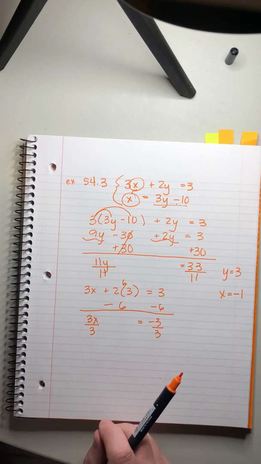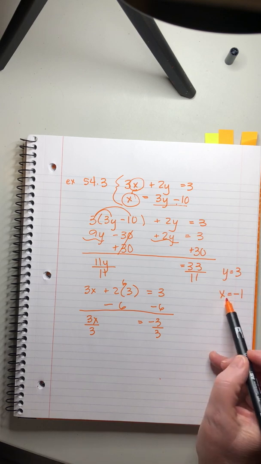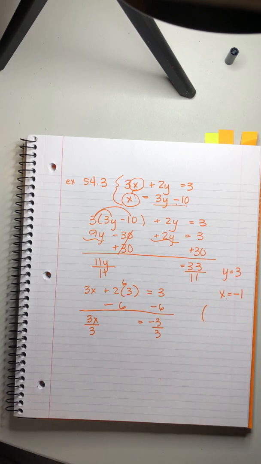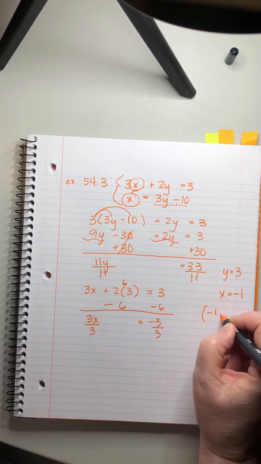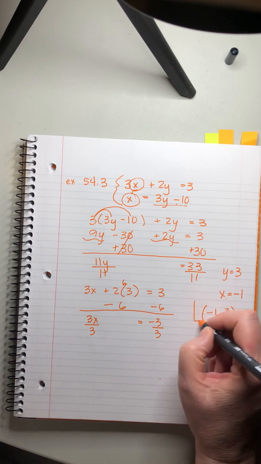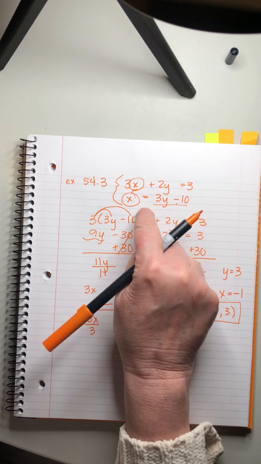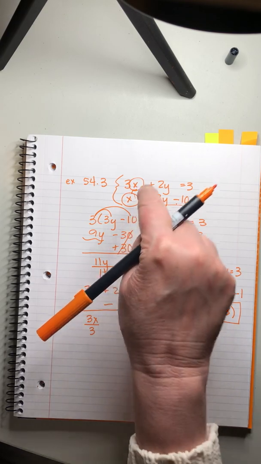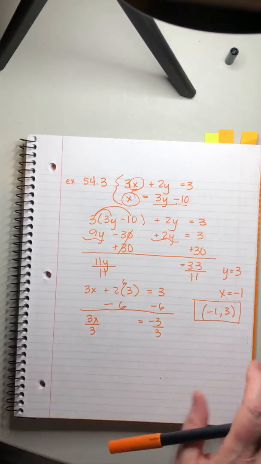All right. And so our answer, that's the x, that's the y. We want to write it in point form, minus 1, 3. That's the place where these two equations represent lines. If we graph them, this is the point where they would intersect.